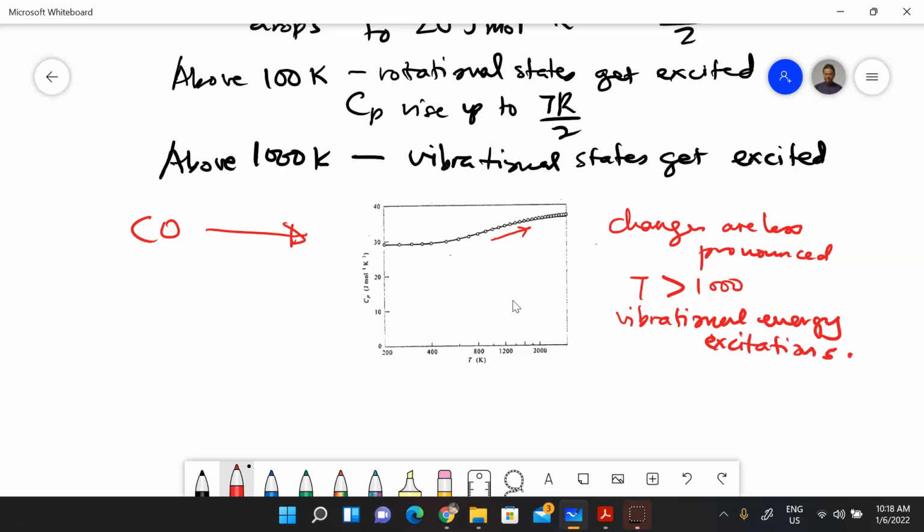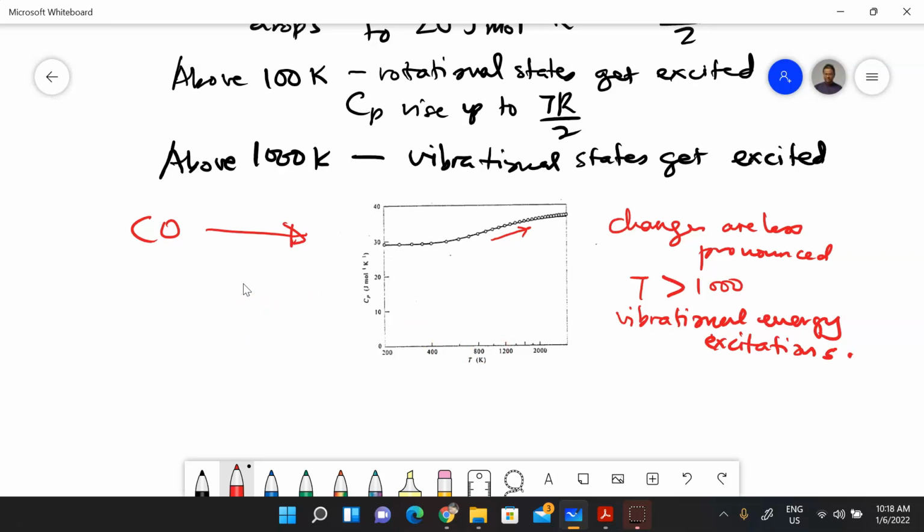Okay. So all the things that we have done so far is to be able to have a complete picture of the contributions to the heat capacity. Okay, so let's try to move on.